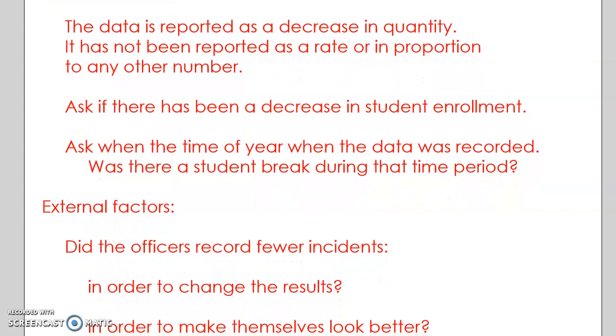What are some external factors? So this problem just kind of goes back to, okay, there were fewer incidences reported.